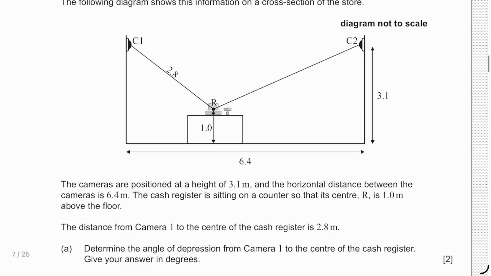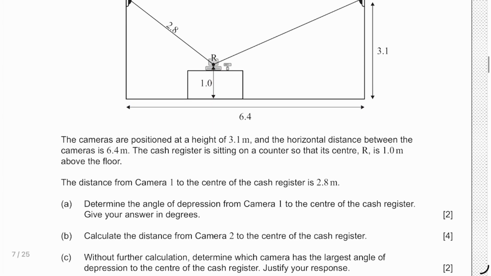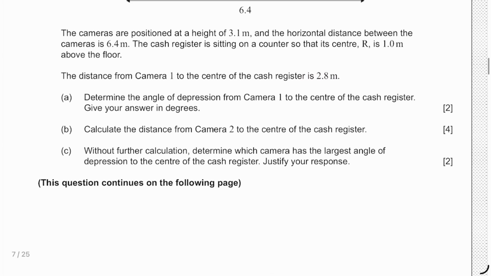Okay. The cameras are positioned at the height of 3.1. Yes, they're both the same height, right? And this is 1 meter. This is 6.4 meters. Okay. Anything else? This is 2.8 meters given here. Determine the angle of depression from camera 1 to the center of the cash register.